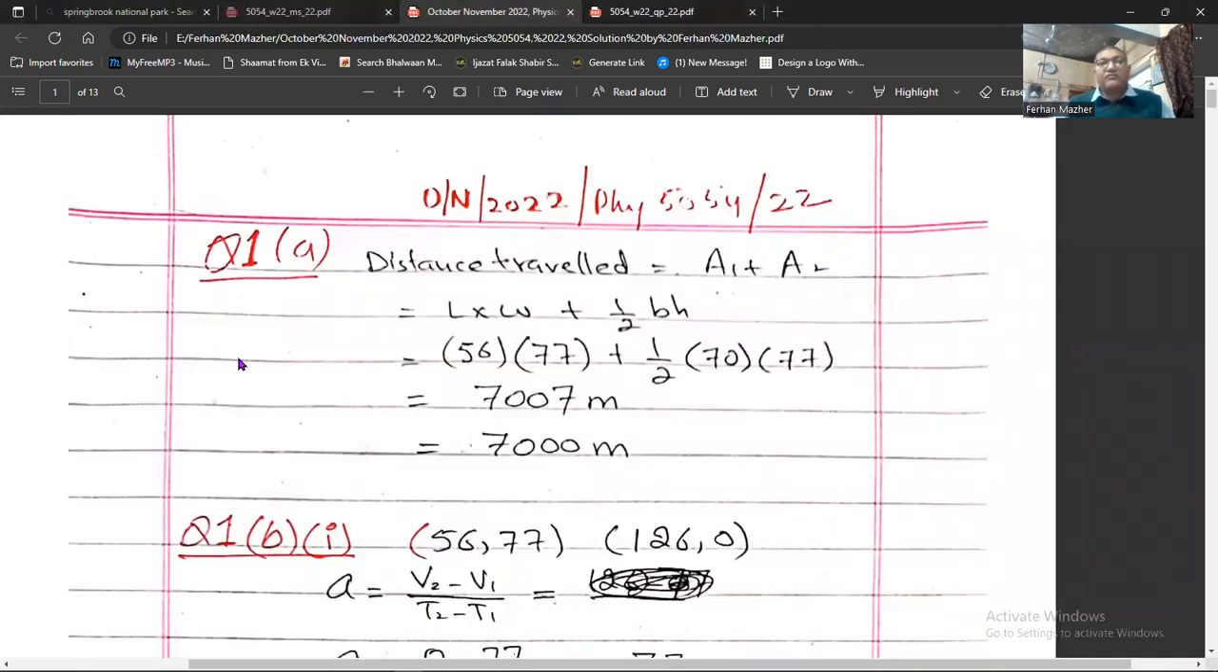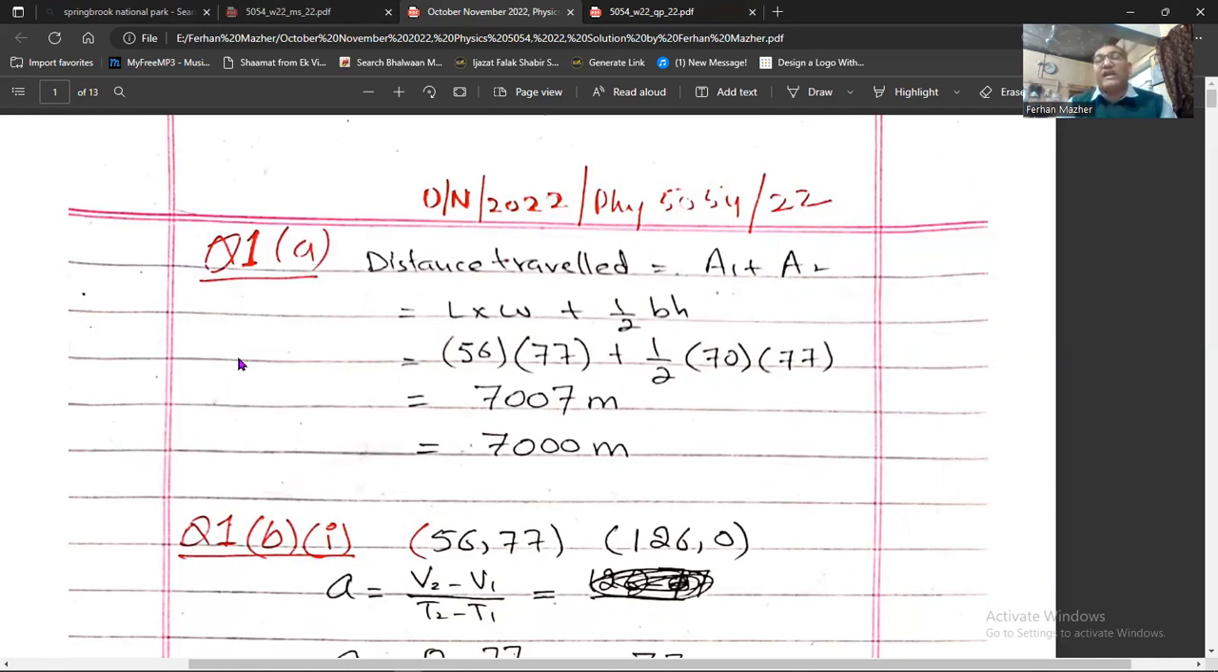Okay. So distance traveled, I have divided in two parts. One is a rectangle, the other one is a triangle. Area 1 plus area 2. Area 1, which is a rectangle, is length into width, and the length is 56 and the height is 77, plus the next figure is a triangle. Its area will be 1 by 2 into base into height, that is 1 by 2 into 70 into 77. So just enter these values.